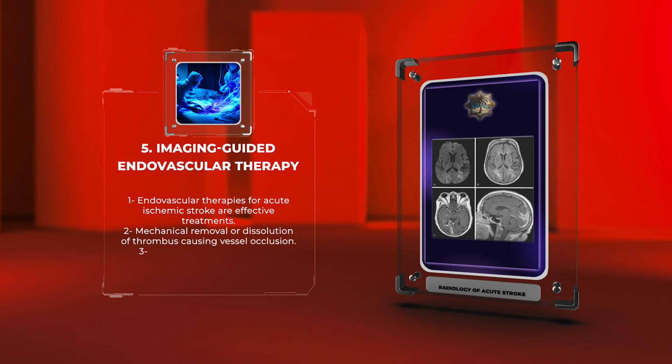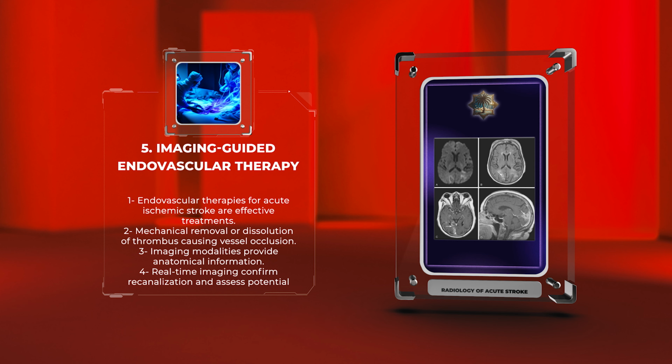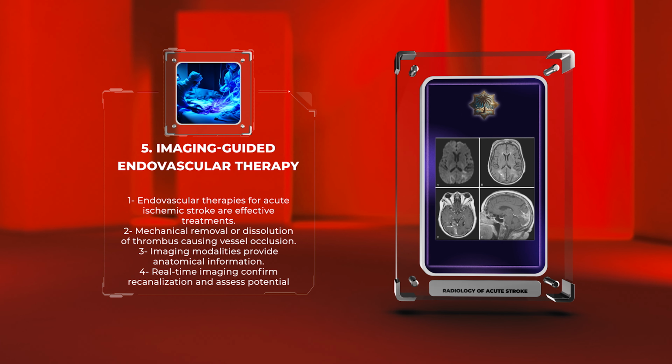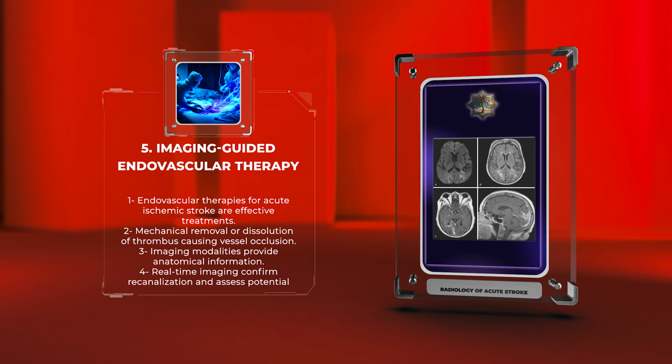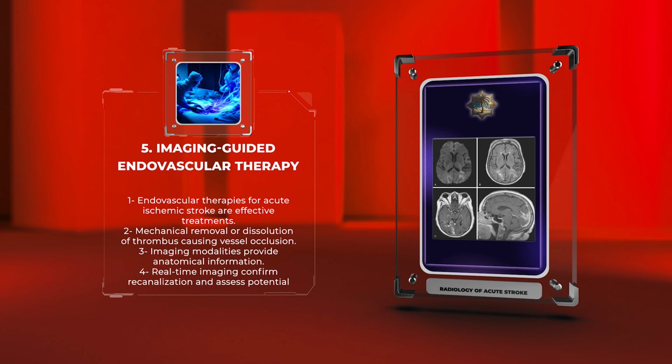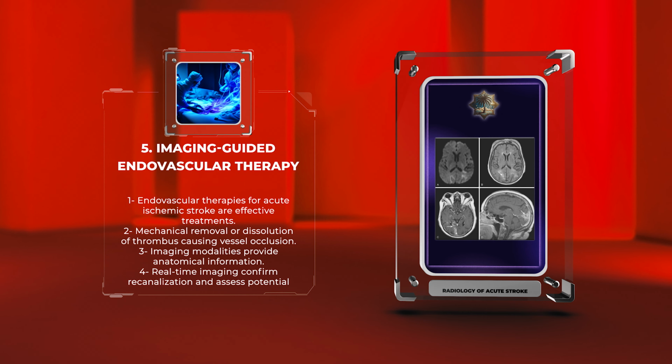Here's the revised summary. Endovascular therapies are effective treatments for acute ischemic stroke, involving the mechanical removal or dissolution of thrombus causing vessel occlusion. Imaging modalities like DSA, CTA, and MRA provide anatomical information for vessel identification and intervention selection. Real-time imaging confirms recanalization and assesses potential complications.